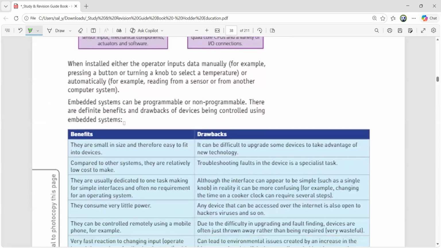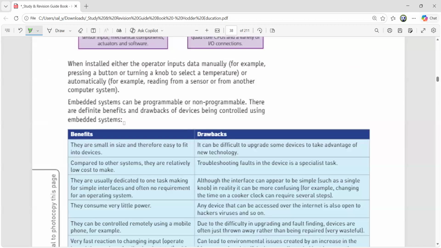Another thing is embedded systems can be programmable or, when installed, either the operator inputs data manually, for example, pressing a button or turning a knob to select a temperature, or automatically, for example, reading from a sensor. So again, there are two types of embedded systems. One is automatic, just based on sensor inputs, and another one is waiting for the input from the user. Embedded systems can be programmable or non-programmable.